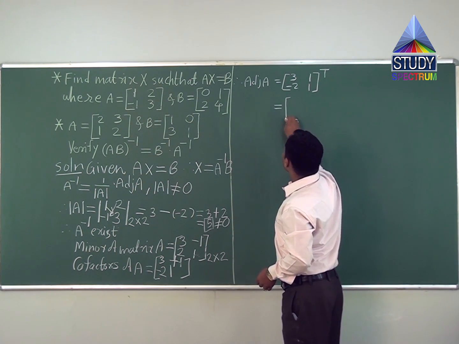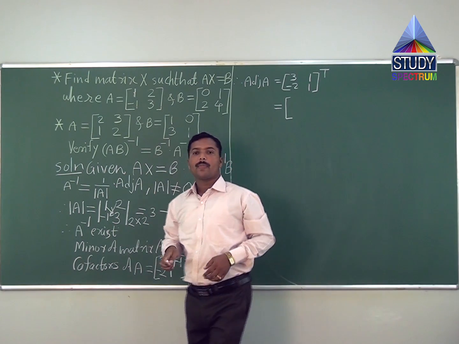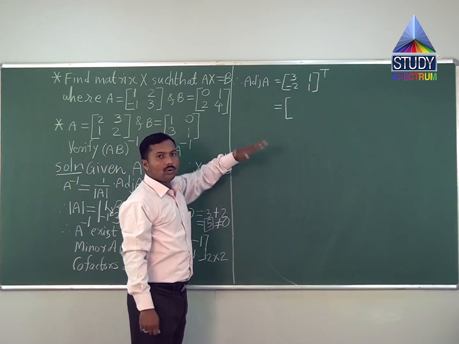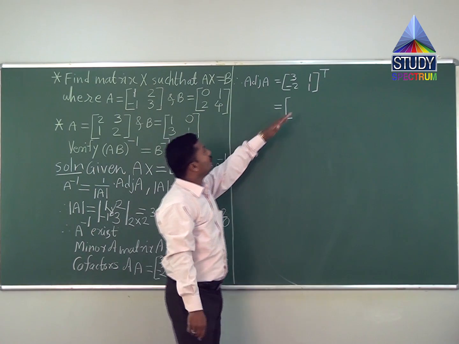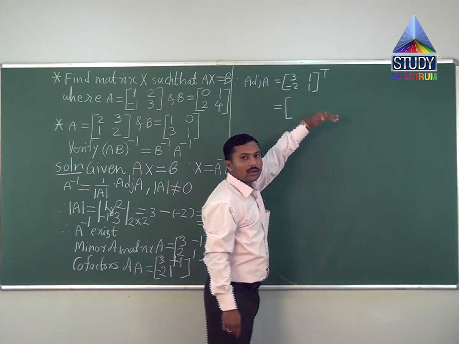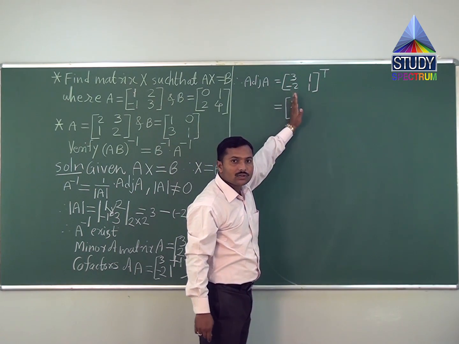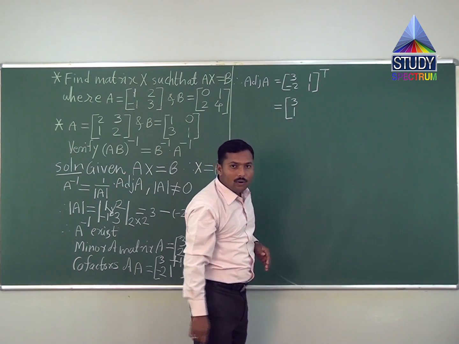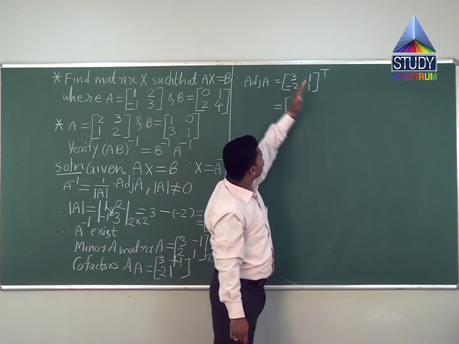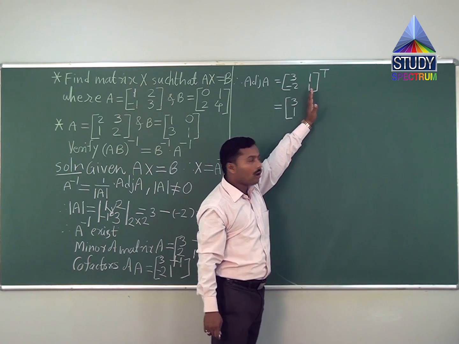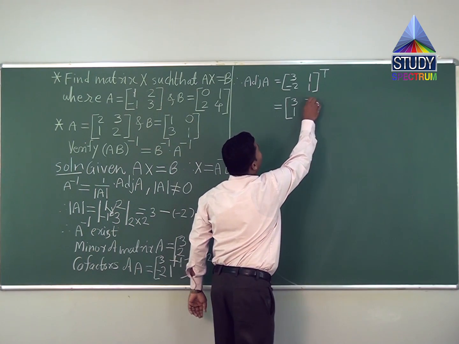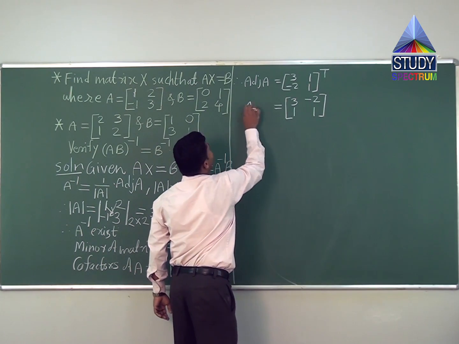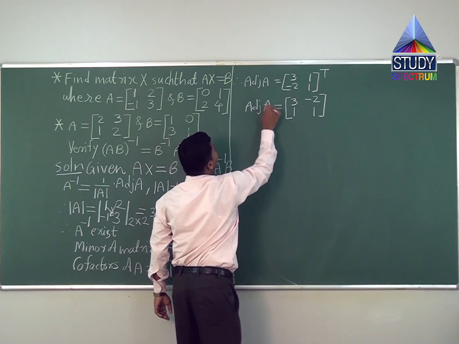Equal to, transpose means what? Transpose means rows converted into columns. So the first row 3 1 is converted into the first column 3 1. The second row is converted into the second column. So minus 2 1. This is the adjoint of A.